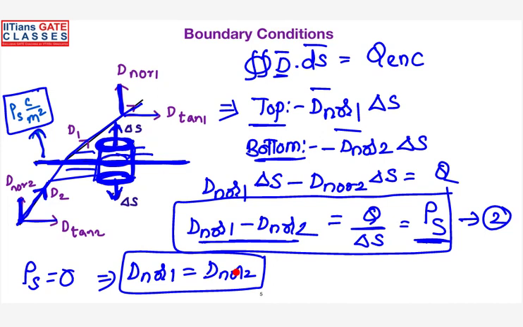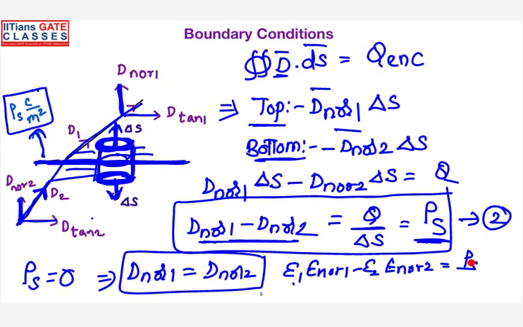Sir, can we write E normal 1 minus E normal 2 is equal to rho S by epsilon? No, because the permittivity of the mediums will be different, right? Okay, sir. You got the point. So you will get epsilon 1 E normal 1 minus epsilon 2 E normal 2 is equal to rho S. As long as epsilon 1 and epsilon 2 are different, because they are two different mediums, you will never get the same value.